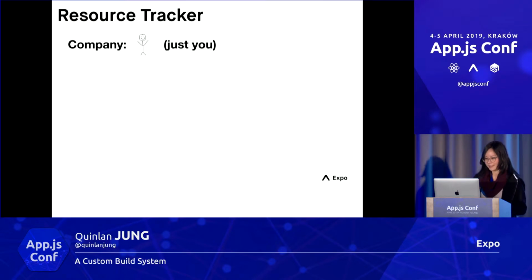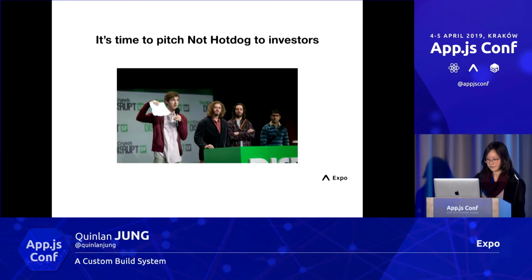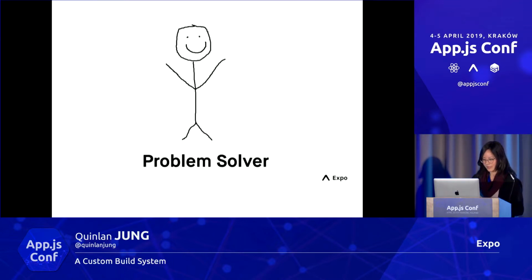And in order to do that, right now, the resources taken in a company is you're just a one-man show still. Not only did you need to know JavaScript to make not Hot Dog App.js, but you needed to know a bit of Bash in order to issue the request to the Expo build servers. All right. So now it's time to pitch not Hot Dog to investors now that you've got it in the app stores. So you give your little spiel, and a really reputable incubator gives you some seed funds. You're off to the races. Before, you were a problem solver. But now that you've got seed funding, you're now a founder.